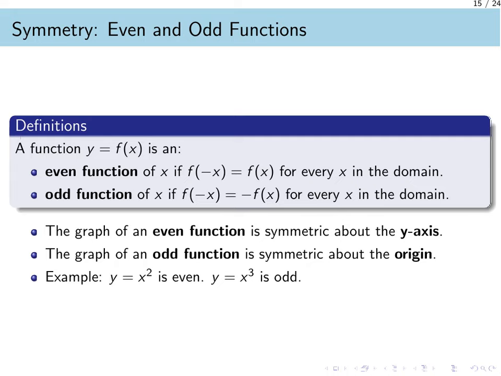On the other hand, a function is an odd function if f of negative x equals the negative of f of x. This results in a graph that is symmetric about the origin, meaning you could rotate it 180 degrees and it would look unchanged, like the function y equals x cubed.